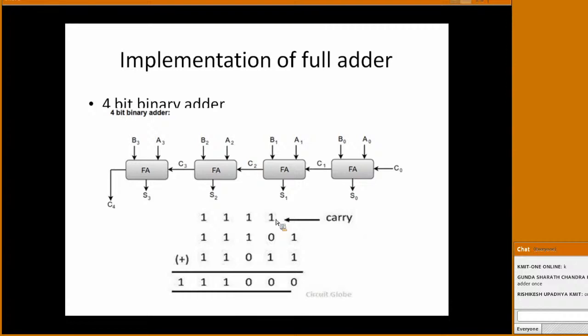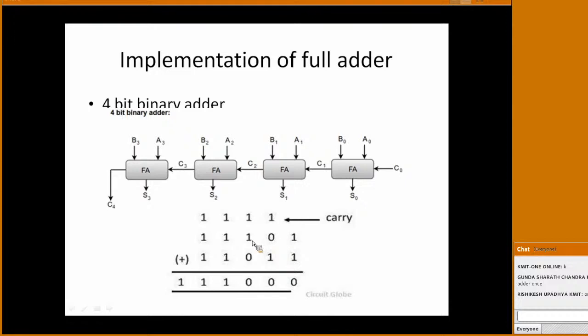You ask me what a carry is. In general, when you perform decimal addition, let us suppose I perform 9 plus 6. What is the sum? 9 plus 6 is equivalent to 15. That 15 is equivalent to 1 5, which means 5 is your sum value and 1 is the carry value.